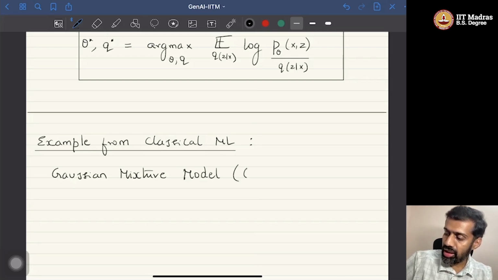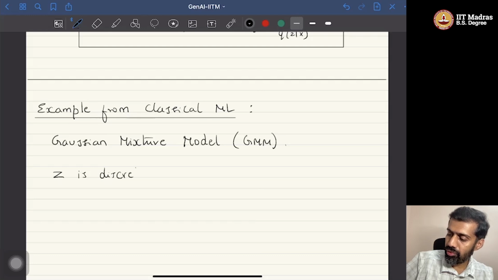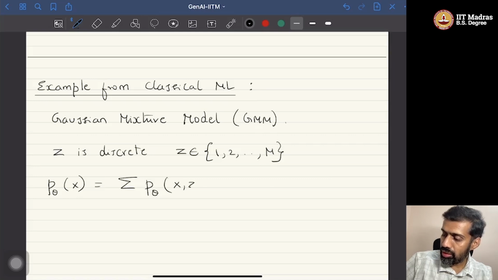As I said earlier, a GMM is a latent variable model with discrete latent space. So Z is discrete, which means that Z can take one of m values. Now P theta of x, which is the model in a GMM, is given by the marginal of the joint distribution between x and z. This is the definition of any latent variable model with discrete latent space.